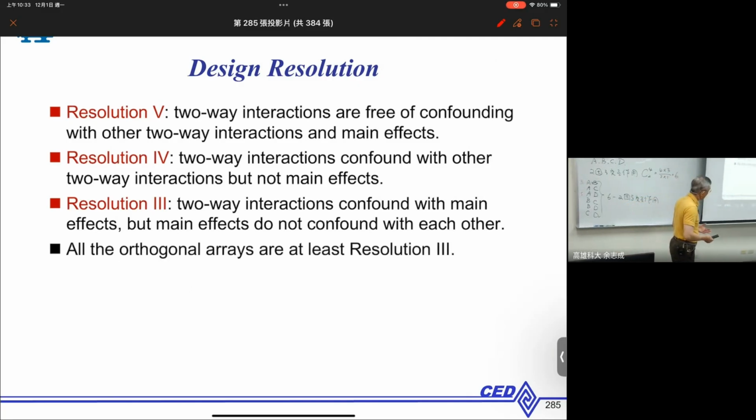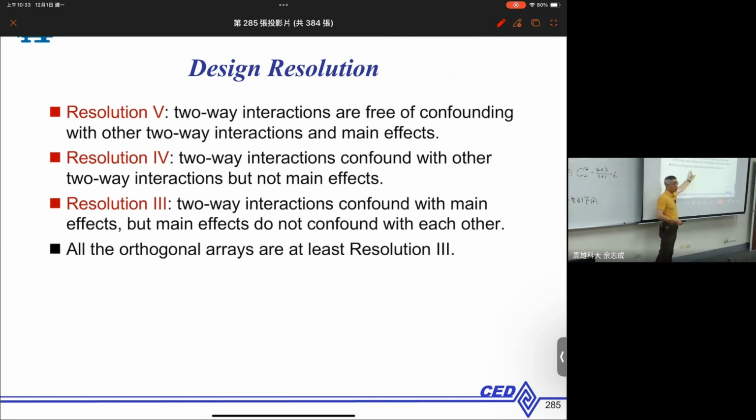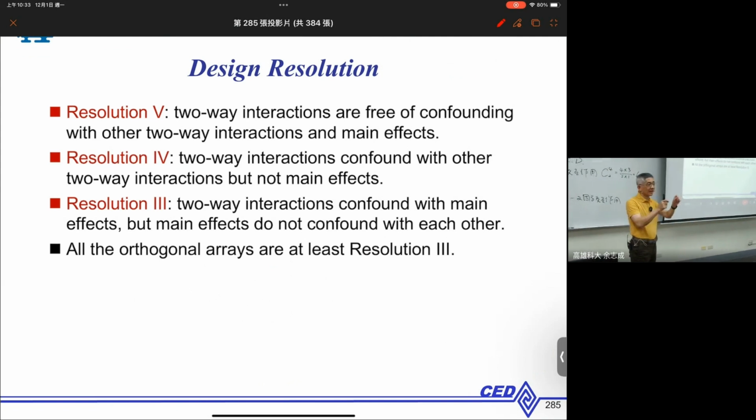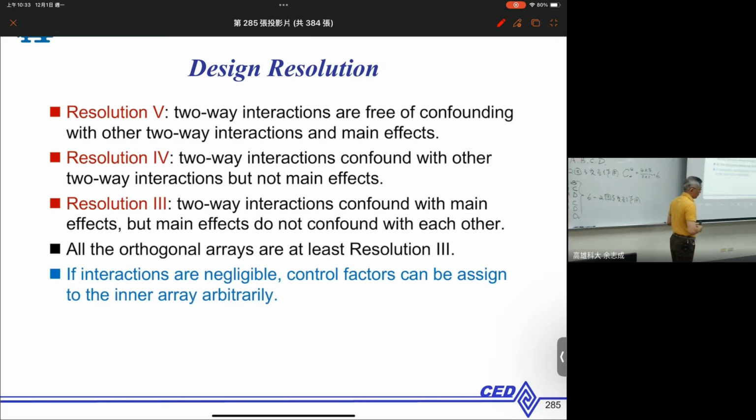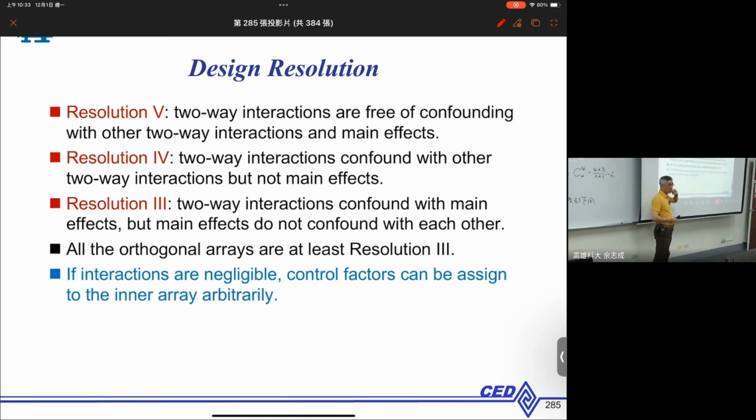And the Taguchi orthogonal array lets you assign each main effect to each column. Therefore, all the orthogonal arrays will have at least resolution 3, because you will not assign 2 vectors to one same column, right? So you will have at least resolution 3. So if you want to estimate interaction, either you need to use resolution 5, or you can try 3 or 4. Actually, 3 is not a good idea.